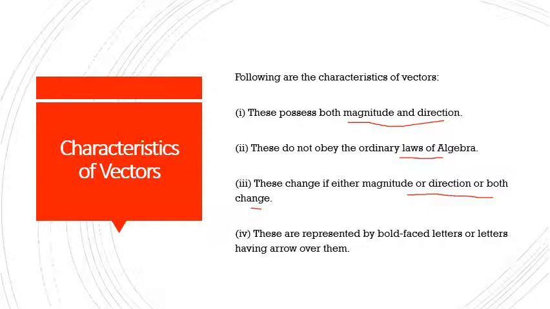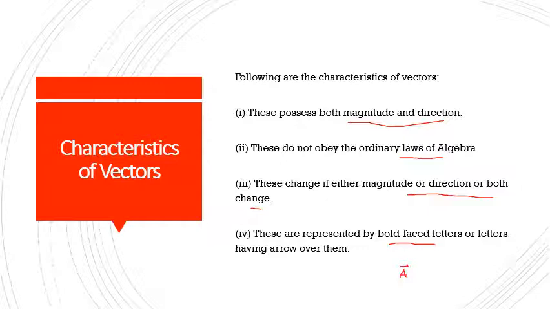Then fourth characteristic, these are represented by bold-faced letters or letters having arrow over them. For example, if I'm going to give you a vector A vector. Okay, so bold letter, okay, bold A or a vector with arrow over them. So this will specify the vector. Is that clear to you?